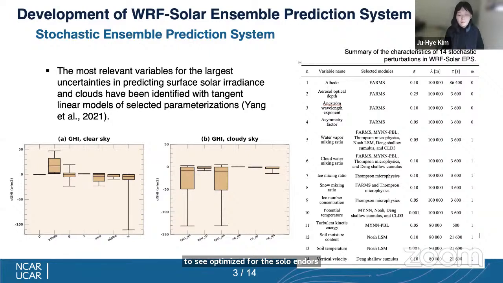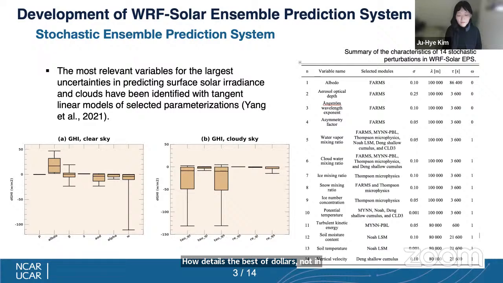So Pedro already introduced the development process of the WRF-Solar EPS in his previous talk, so I will add some details. WRF-Solar EPS is the stochastic ensemble prediction system based on the deterministic WRF-Solar. At first, the most relevant variables for the largest uncertainties in predicting surface solar irradiance and clouds have been identified with a tangent linear model of selected parameterizations. Yang et al. detail the methodology.